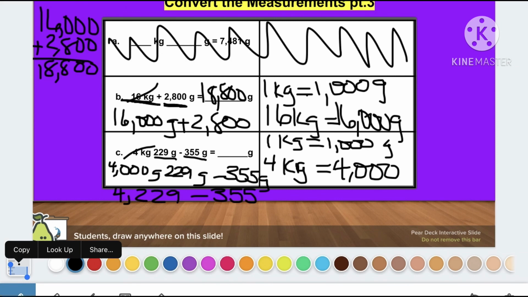And what did you get when you subtracted those? What was your difference? I got the same thing, you guys. 3,874.